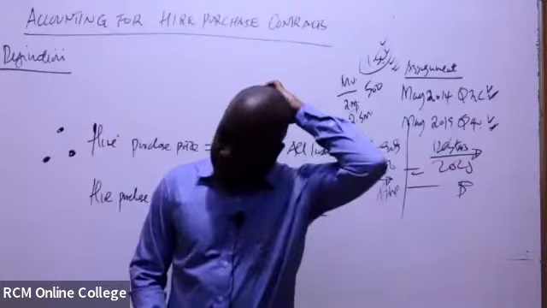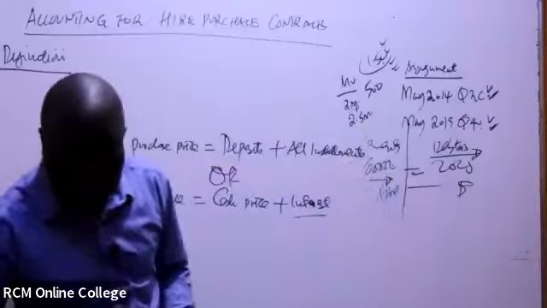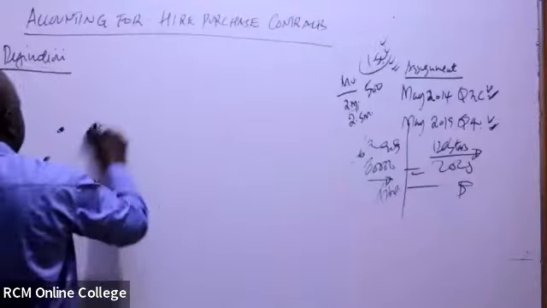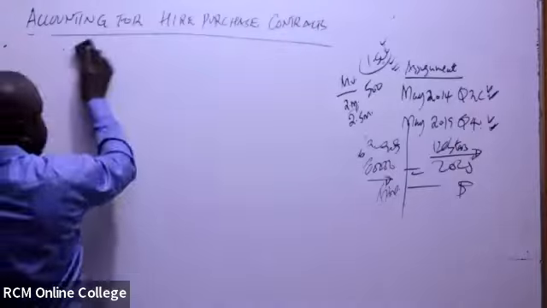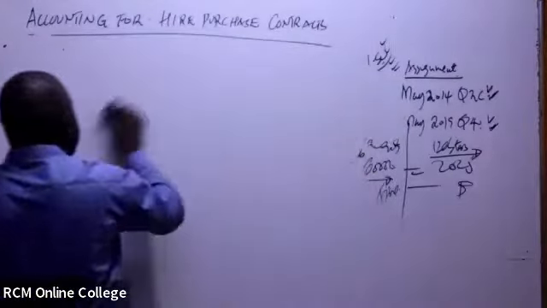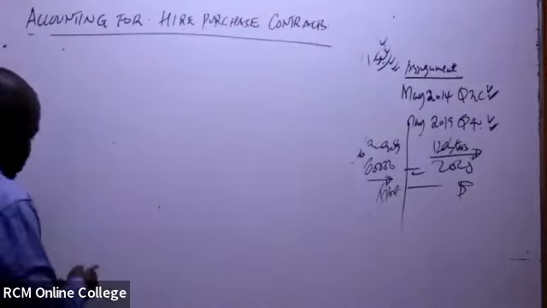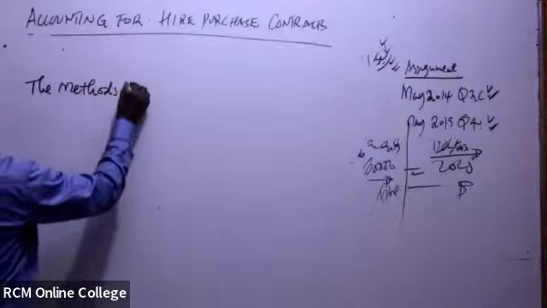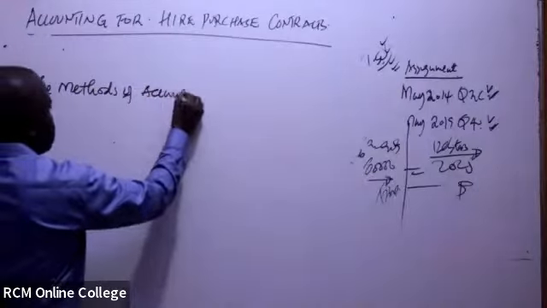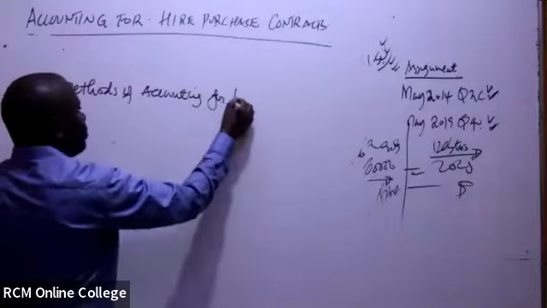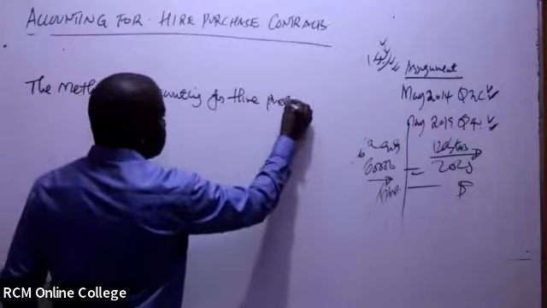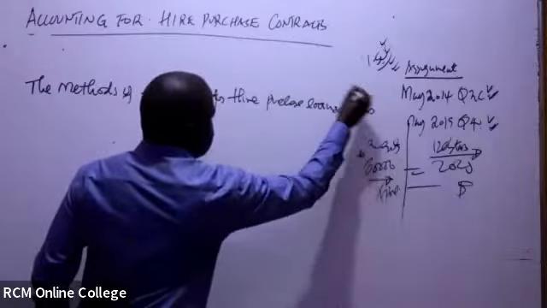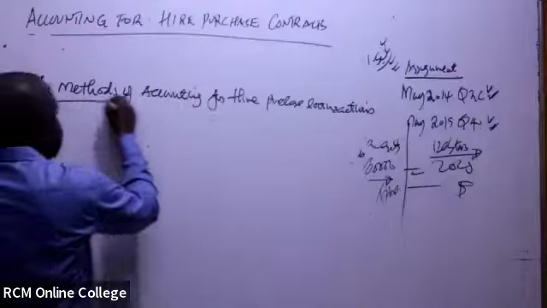So you can write in this case a heading: the methods of accounting for hire purchase transactions.